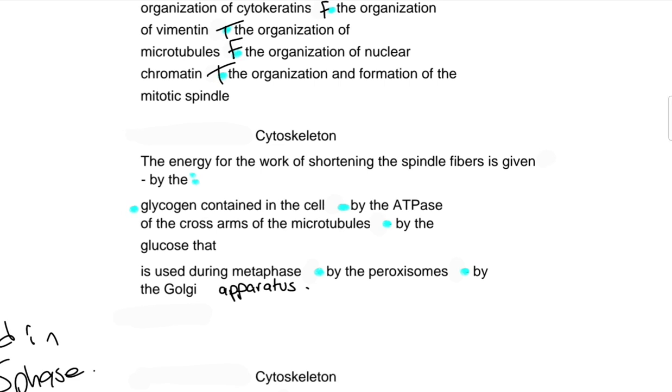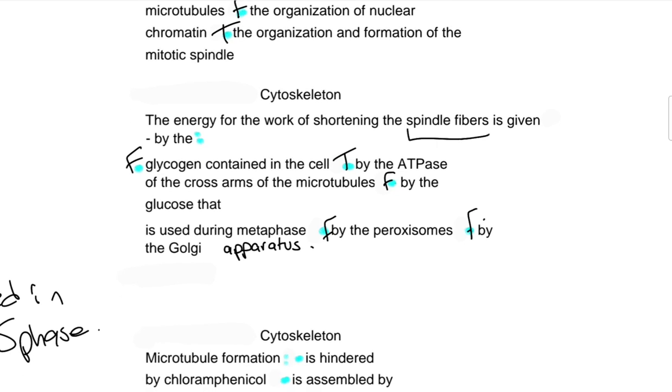The energy for the work of shortening the spindle fibers is given by the glycogen of the cell, wrong. ATPase of the cross arms of the microtubule, this is obviously correct. By the glucose that is used during metaphase, this is obviously wrong. By the peroxisomes, false. By the Golgi apparatus, false. It's only used by the energy produced from the ATPase of the cross arms of the microtubules in the spindle fiber.